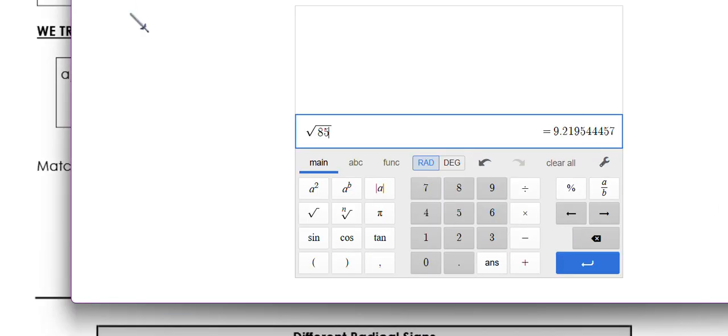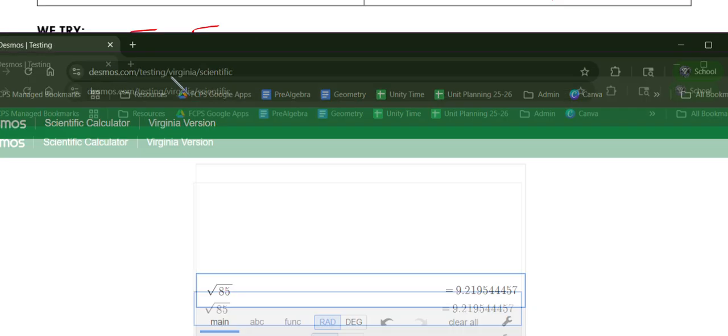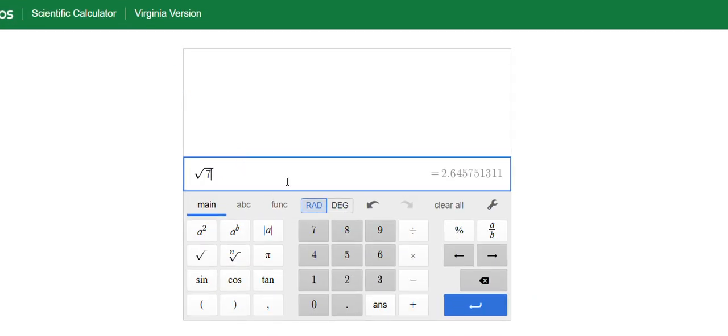And I'm going to use strategy 2 for the next one. I'm going to take the square root of 72. It is 8 point something. So I know it's bigger than 8, but it's not quite up to 9. So it's somewhere in between 8 and 9.